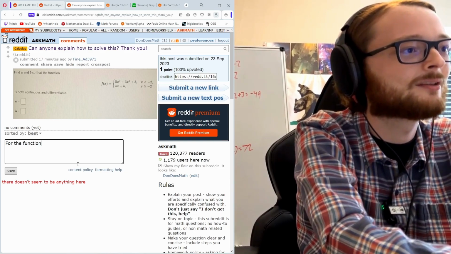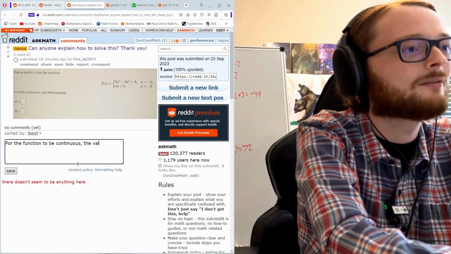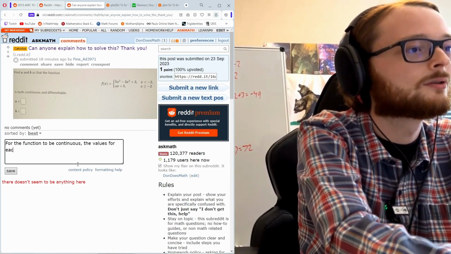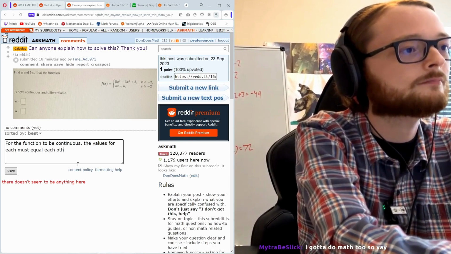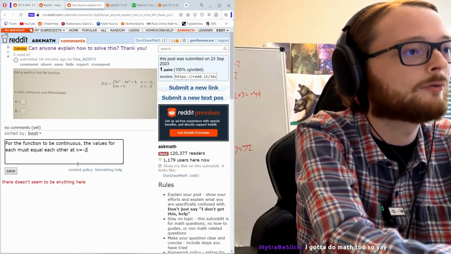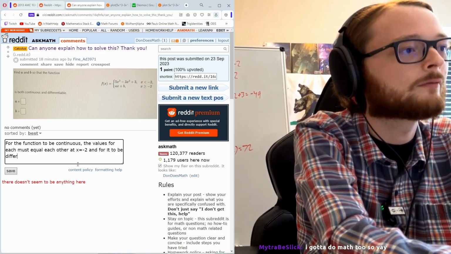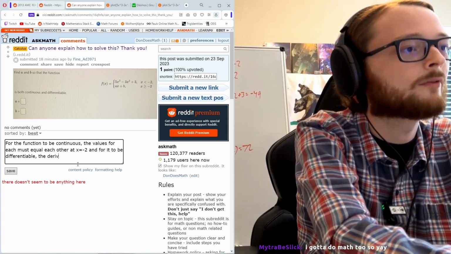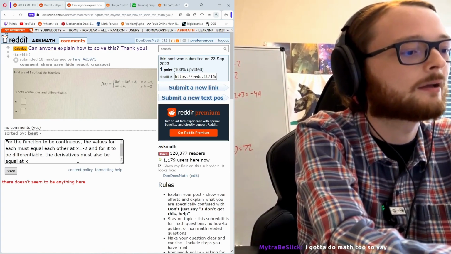For the function to be continuous, the values for each must equal each other at x equals -2, and for it to be differentiable, the derivatives must also be equal at x equals -2.